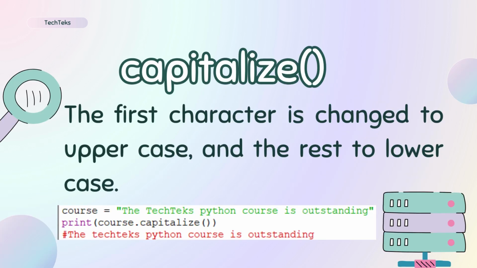First of all, we've got the capitalize method. Here, the first character is changed to uppercase and the rest to lowercase. So let's say we have a variable called course equals the Techteks Python course is outstanding. And we print course.capitalize, don't forget the parentheses, and you close the bracket. We get the first T capital and every other character in the string is lowercase.